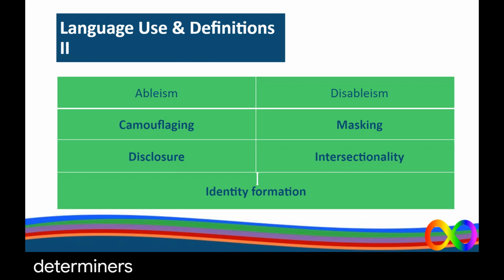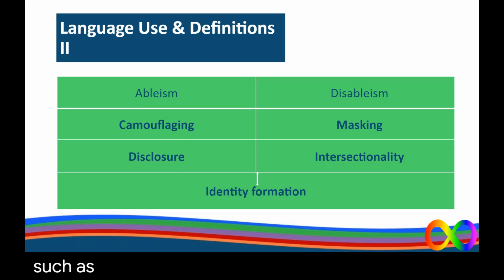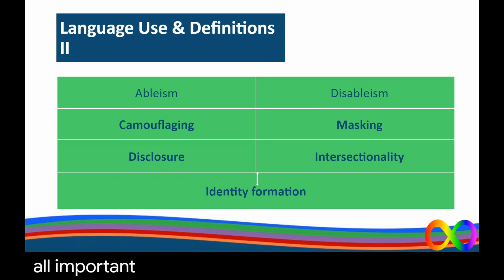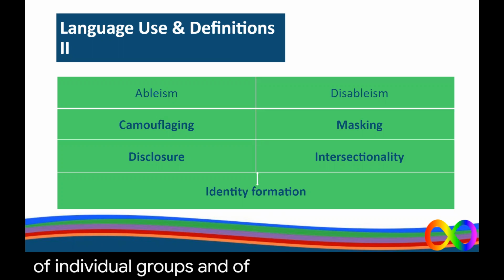The term intersectionality refers to the overlapping factors such as ability and disability, race, and gender that are all important to the identity and the identity formation of individual groups. And of note, all impact mental health and identity formation.